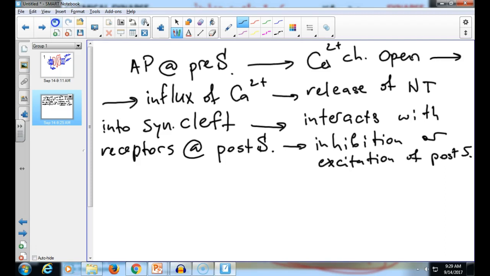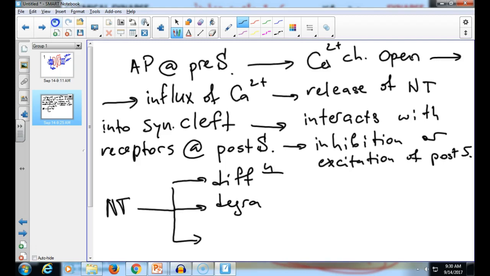Now, neurotransmitter, at this moment in our story, where is that? Where does it hang out now? Some of it, yes. Some of it is in the cleft, right? So what do we need to do with neurotransmitter? Get rid of it. How? Diffusion, degradation, or reuptake. Okay? Does that make sense?